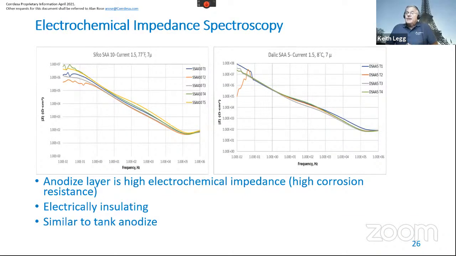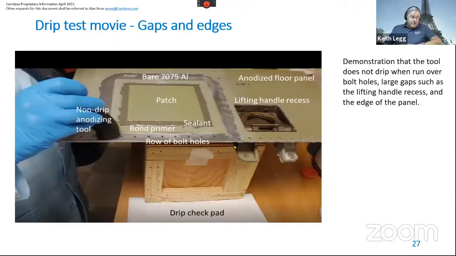This is electrochemical impedance spectroscopy. It shows how easily the corrosion will occur through the anodized layer, and it shows that we have very, very high impedance, you know, 10 to the 7, 10 to the 8 ohms per square centimeter. Very high electrochemical impedance. So it works very well, just the same as a regular anodized layer does. But as Alan was saying, you put that in a galvanic situation and it's going to fail, eventually.